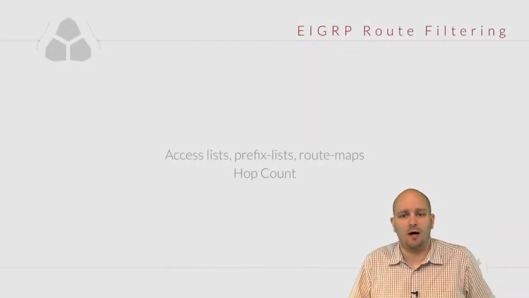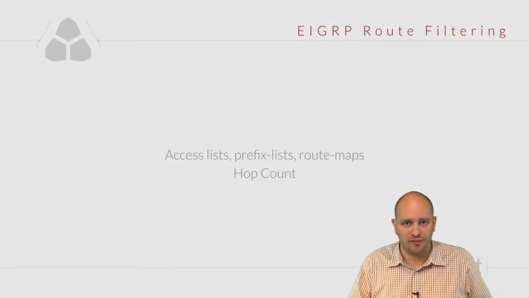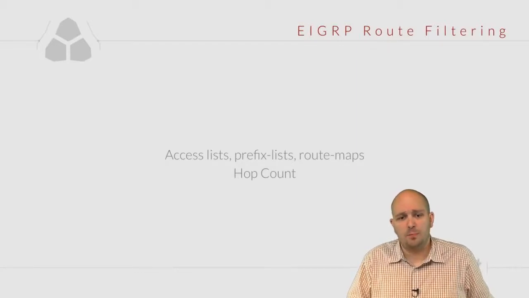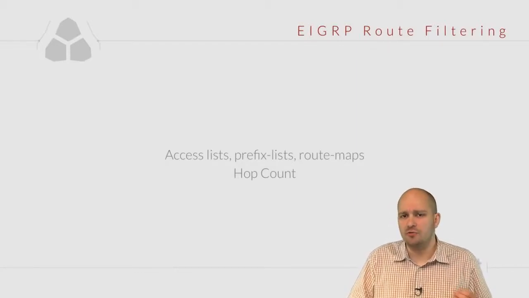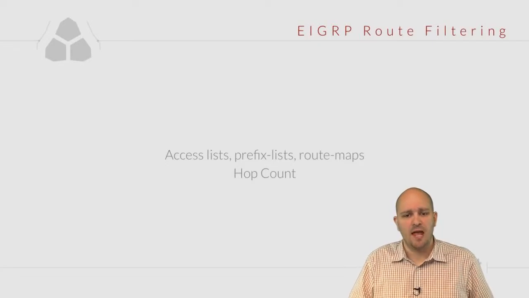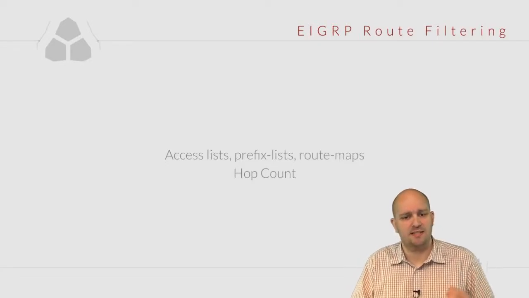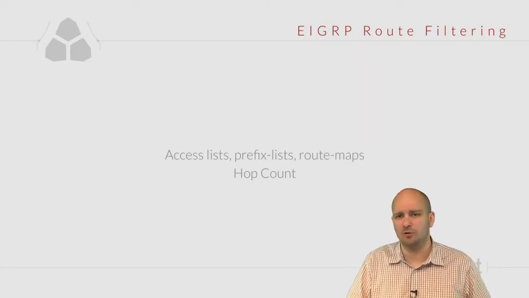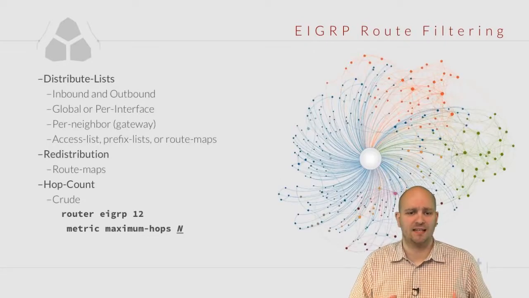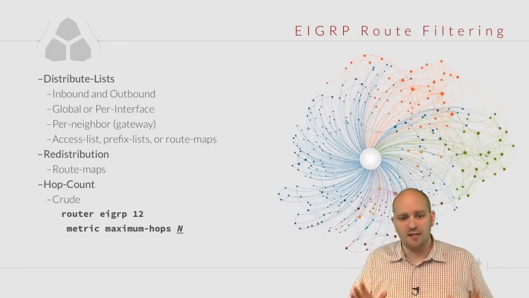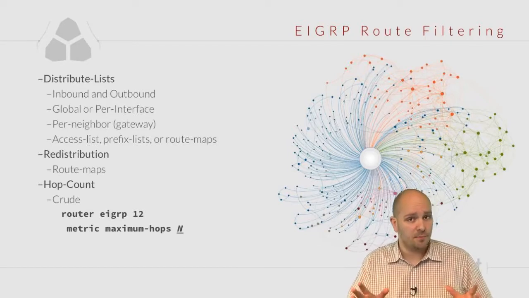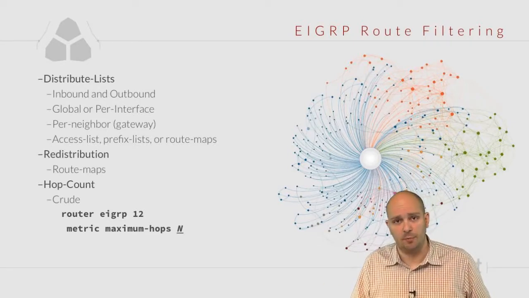Let's now talk about EIGRP route filtering. With EIGRP, filtering is a really flexible thing. We can filter using access lists, prefix lists, route maps, the hop count, anywhere we like in our network. But generally speaking, there are 3 approaches to filtering in EIGRP.